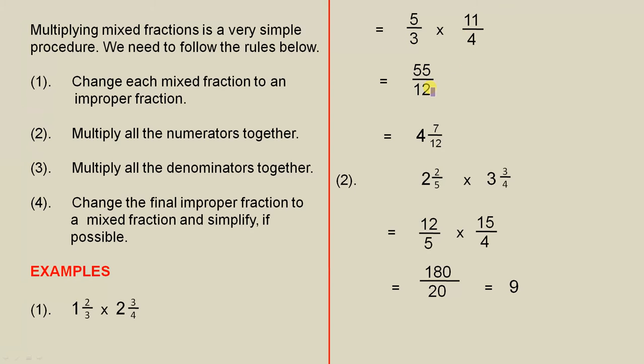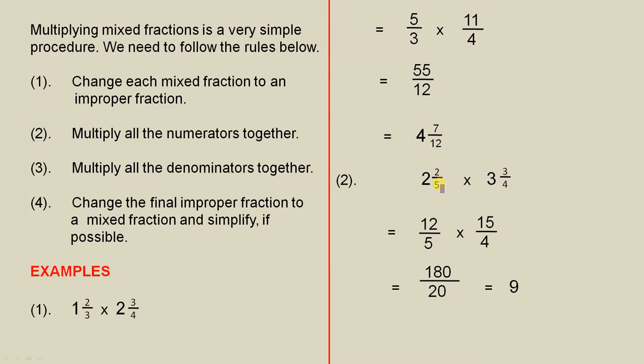3 4s are 12. Change the final improper fraction to a mixed fraction and simplify if possible. 12 into 55 goes 4 times because 12 4s are 48. There are 7 left over. So the answer is 4 7/12, and it can't be simplified anymore.